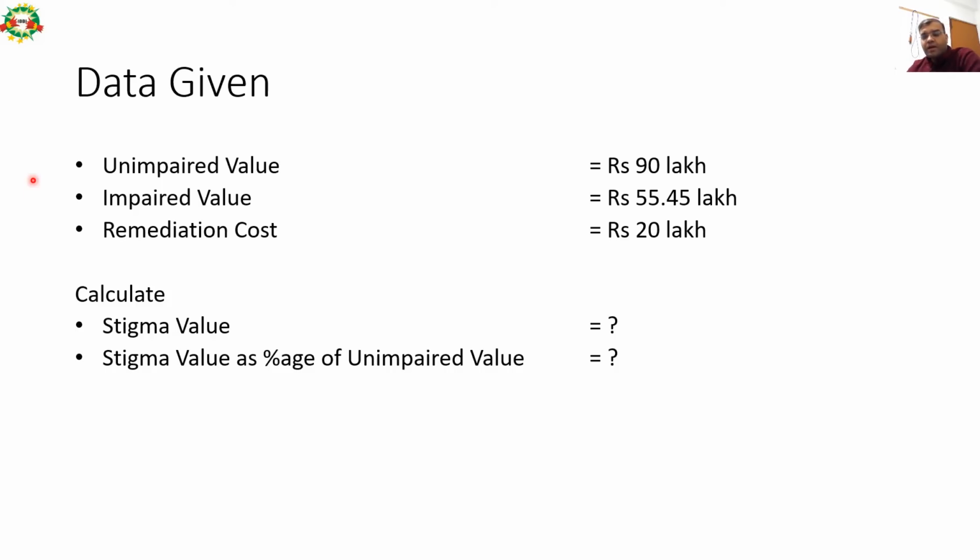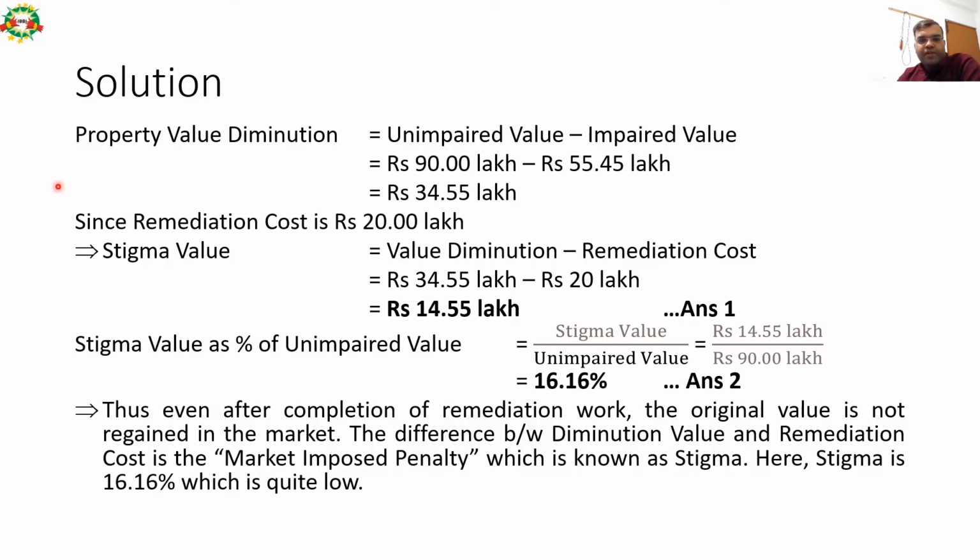So here the impaired value, unimpaired value and remediation cost, these three figures have been given, and we have to calculate the stigma value. So what is the property value diminution? Since the unimpaired value and impaired value, both figures are given in the question, that means 90 lakh minus 55.45 lakh. This is the difference between the unimpaired value and impaired value, equal to the property value diminution. It is equal to 34.55 lakh in this present example.